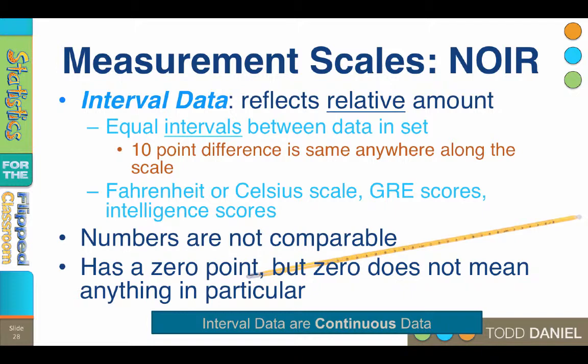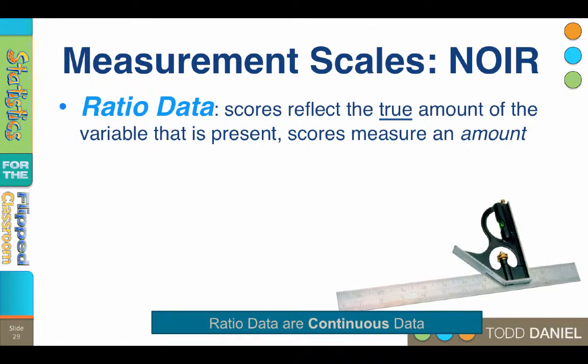For instance, on the Celsius scale, 0 degrees Celsius is the freezing point of water. But in the Fahrenheit scale, 0 degrees Fahrenheit is just another number on the scale. There is, however, a temperature scale in which absolute 0 means something. We'll talk about that in a moment. Interval data are quantitative in nature and are continuous data.